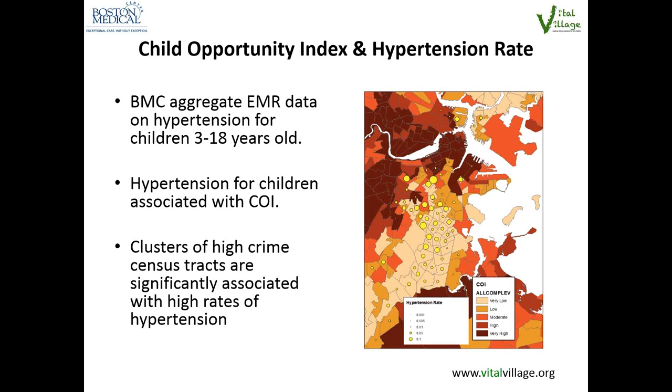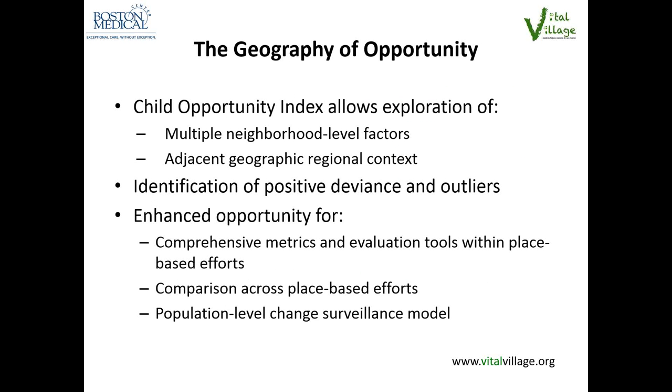Next, we looked at Child Opportunity Index and hypertension rate and found a similar pattern, again looking at hypertension for children ages 3 to 18 years old based on extracted electronic medical record data. We also found a similar association with high crime rate and hypertension rate, as well as clustering of high crime and hypertension. So the Child Opportunity Index allowed exploration in two different ways for us, which really is about expounding our ability to understand patterns.